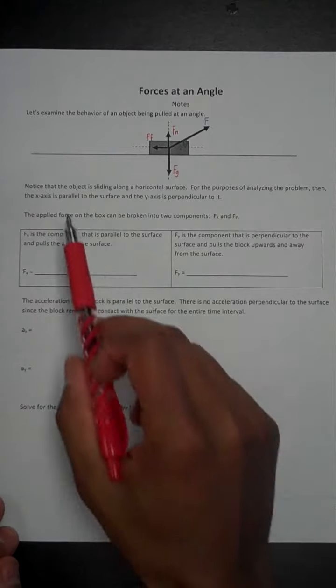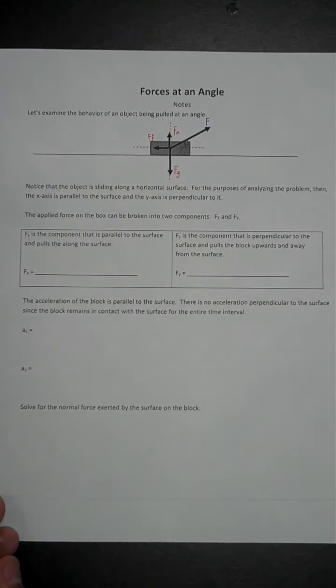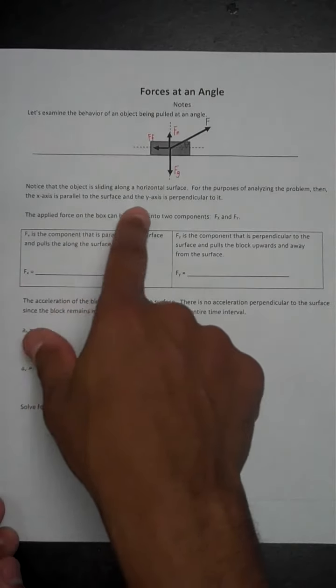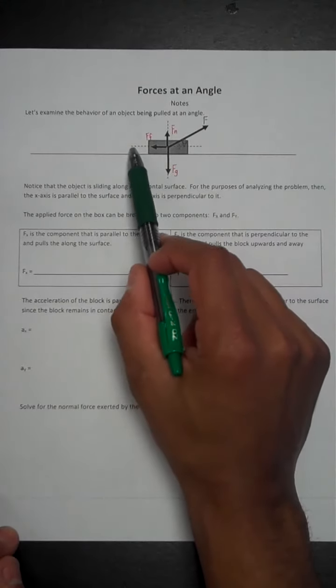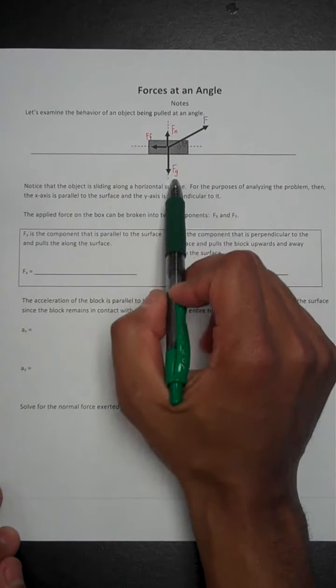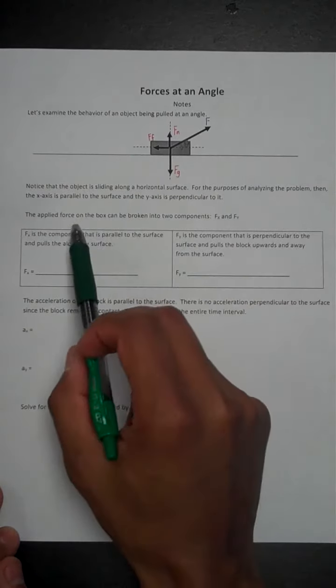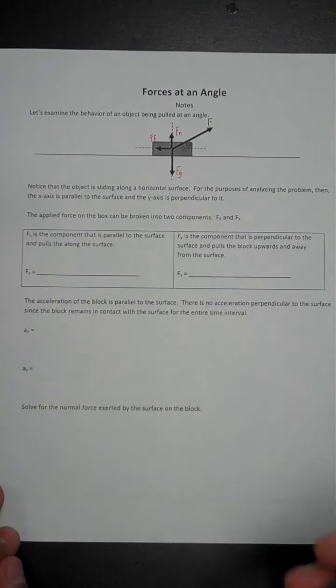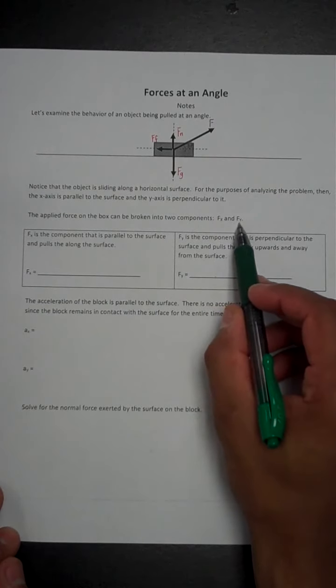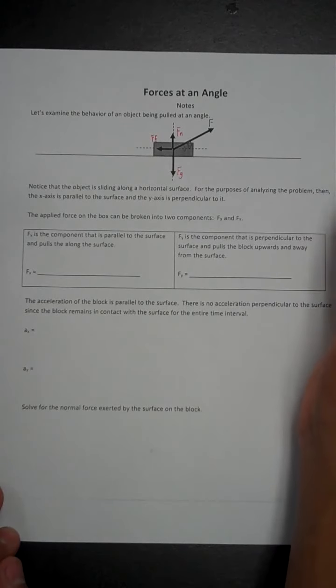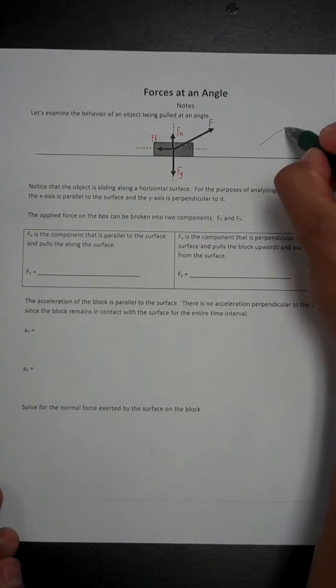And go from there. So notice that the object is sliding along a horizontal surface. For the purposes of analyzing the problem then, our x-axis is parallel to the surface and our y-axis is perpendicular to it. So notice that my x-axis is here, my y-axis is here. The applied force of the box can be broken into two components, the force horizontal, or the Fx component, and the force vertical, or the Fy component. So that's actually what I'm going to be doing here.